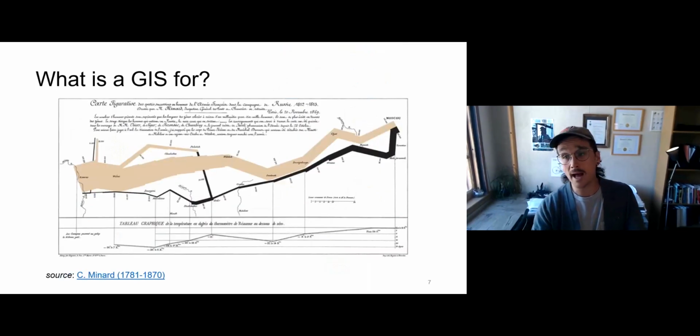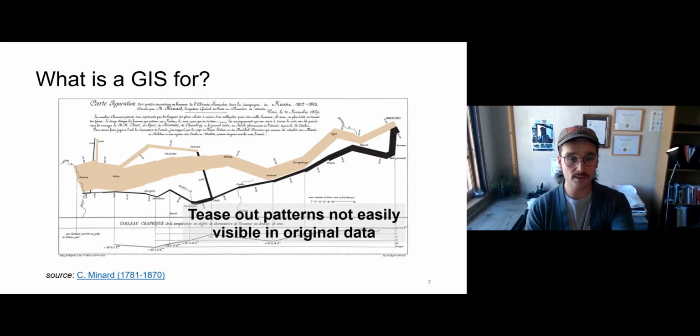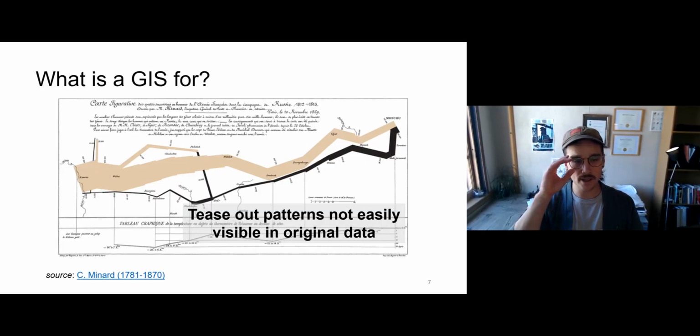Okay, I would argue that the highest value of a geographic information system is to tease out patterns that are not easily visible in the original data. This is a really good example of a spatial data visualization created by a civil engineer named Charles Menard in the 19th century. So he was looking at the strength of Napoleon's army as it marched from west to east from the Poland-Russia border over here to Moscow. And the width of this peach-colored bar was the strength of Napoleon's army, measured in terms of the number of soldiers that he had as it marched from west to east. And then the black bar here is the strength of Napoleon's army marching from east to west.